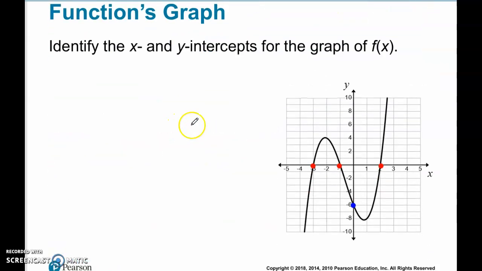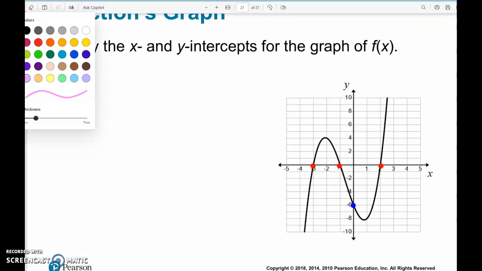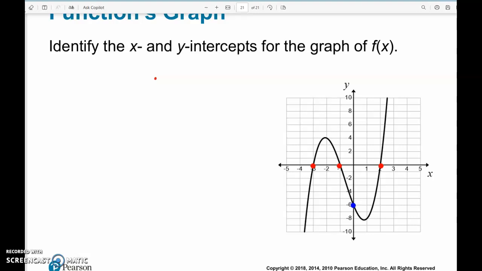So if we take a look here, we have x-intercepts and y-intercepts. So in the red, they highlight for you the x-intercepts. Notice you can have multiple x-intercepts, and it still is a function, or this would pass the vertical line test. But if I had multiple y-intercepts, then it wouldn't pass the vertical line test. So it wouldn't be a function.